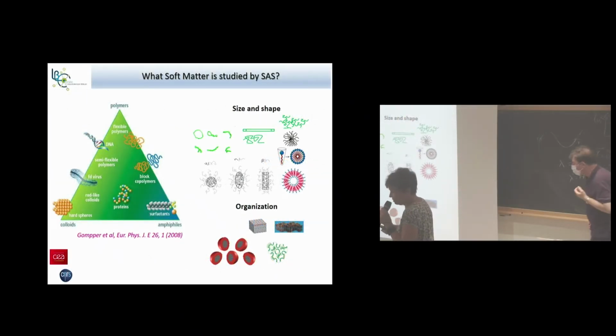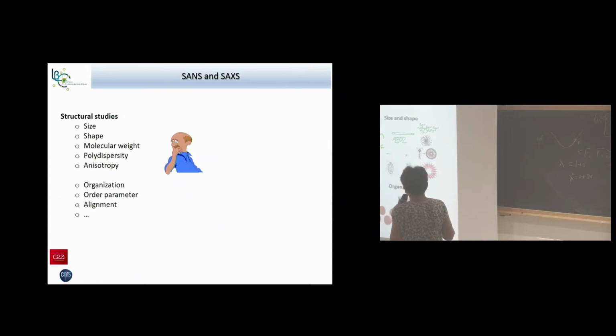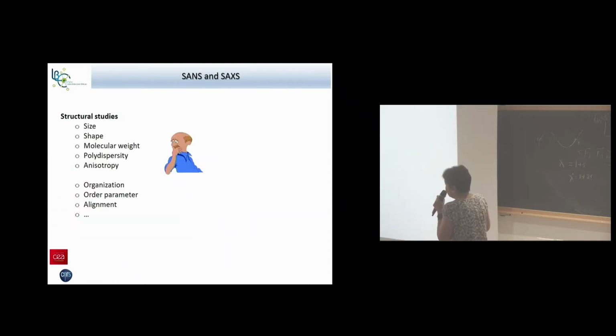Core shell structure with amphiphilic block copolymer. So this, I call this organization. So small angle scattering will answer some of these questions. Structural studies include the size and the shape. We will have access to the molecular weight of the system also. We will get in trouble due to the polydispersity generally.